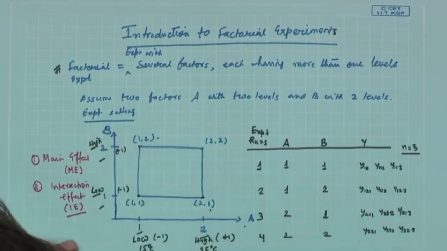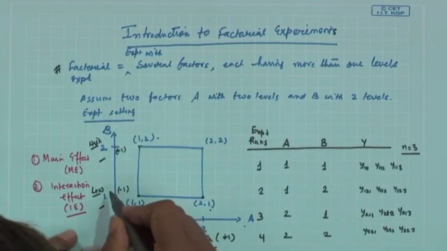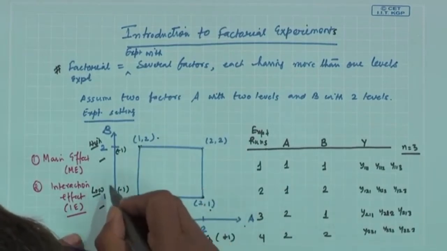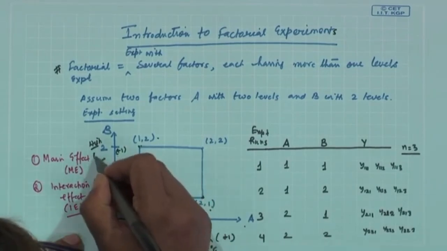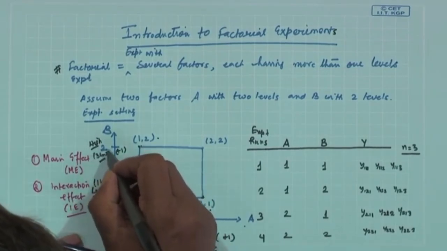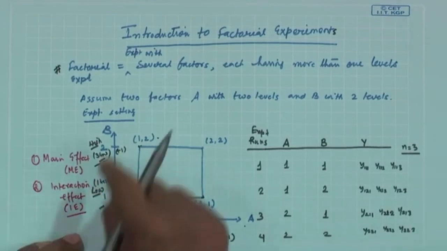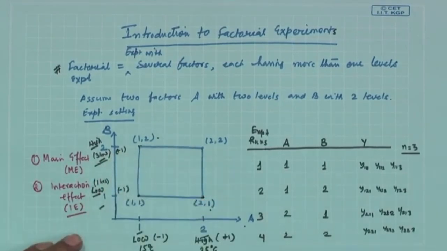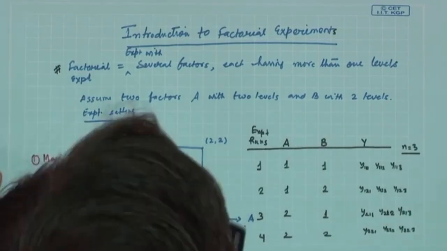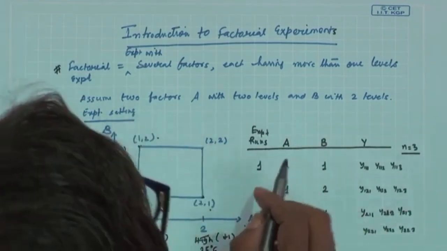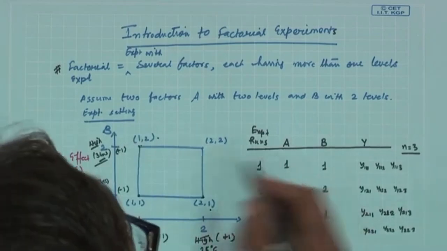Suppose factor B is reaction time, then low may mean 1 hour and high may mean 3 hours. So what is low and what is high will be determined by the expert, the process expert, if it is an experiment related to any kind of process.